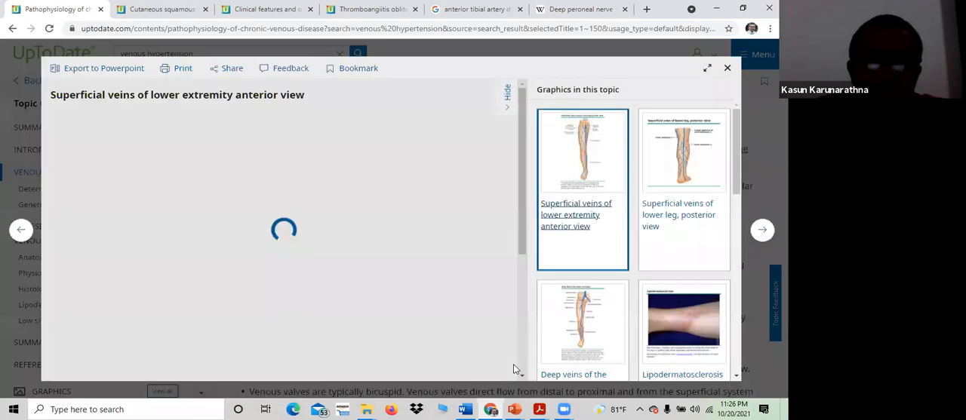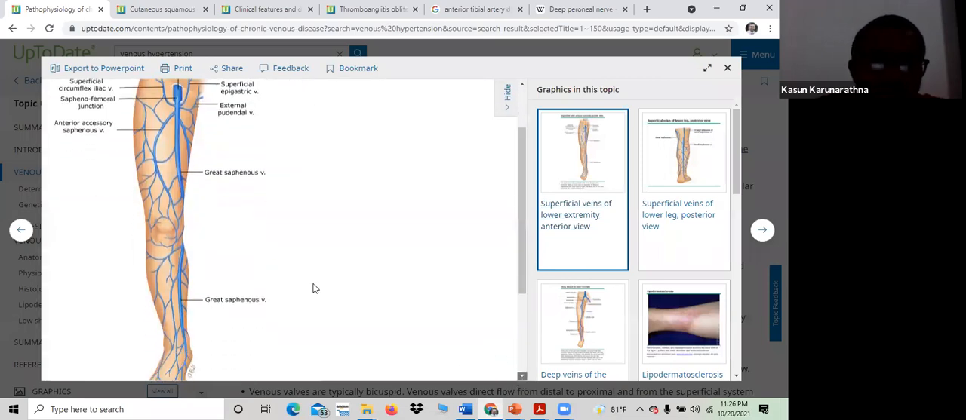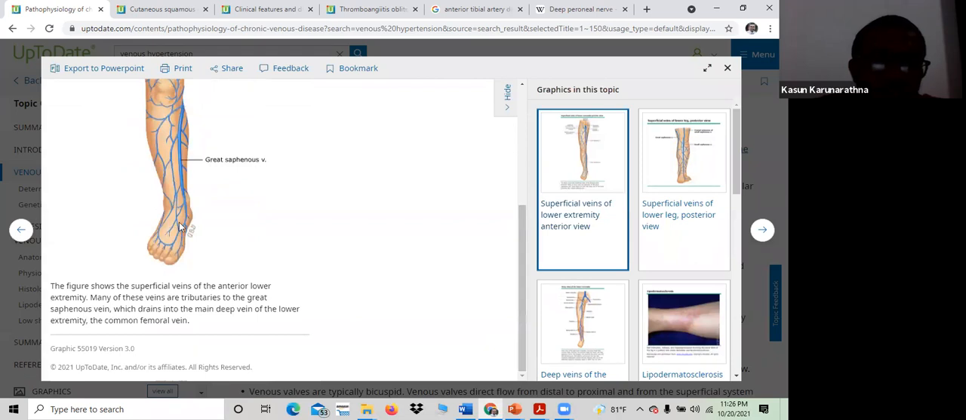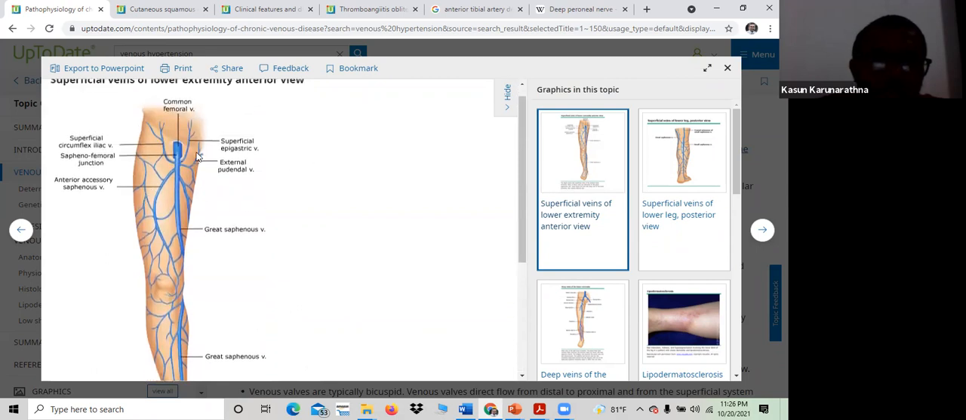This is the superficial venous system, right? There is the long saphenous vein, the greater saphenous vein, which runs from the anterior medial malleolus and ascends on the medial side of the limb, and drains into the femoral vein at the saphenofemoral junction. There are connections along its pathway, perforators, which communicate between the superficial veins and the deep veins.